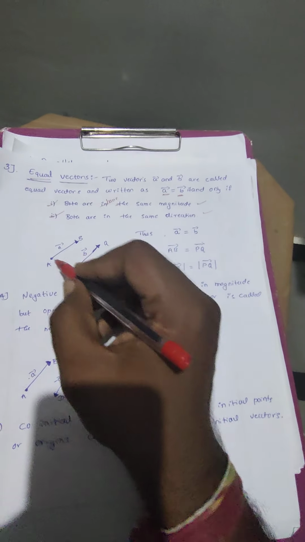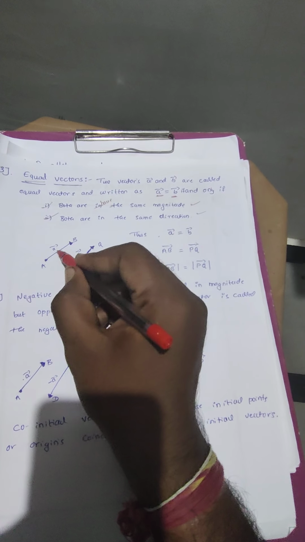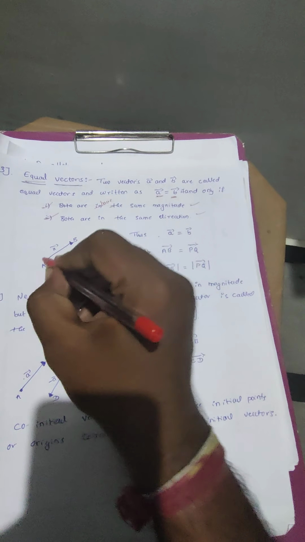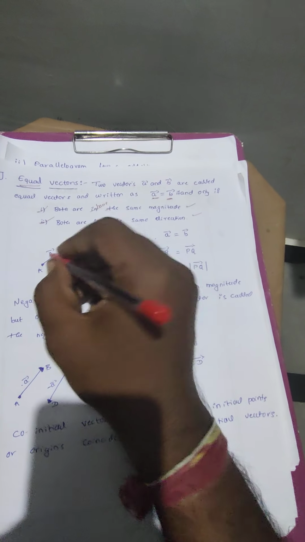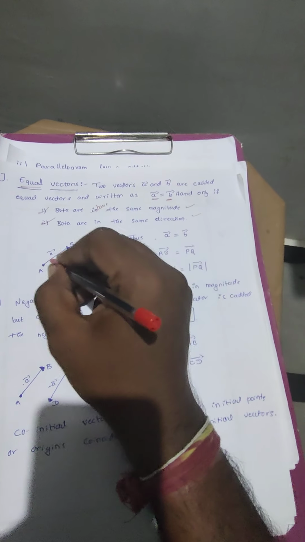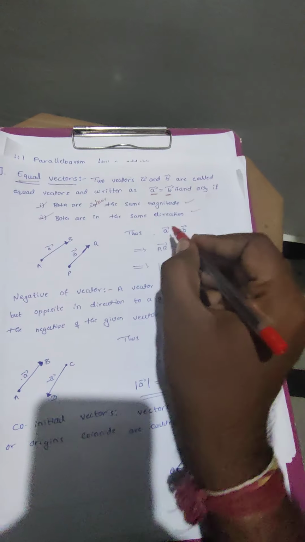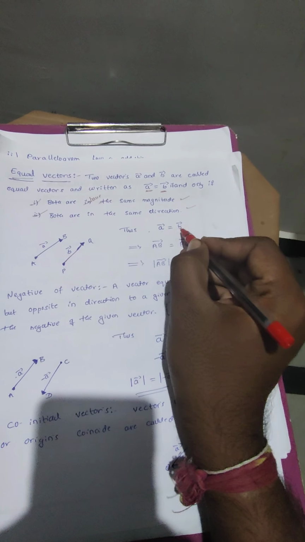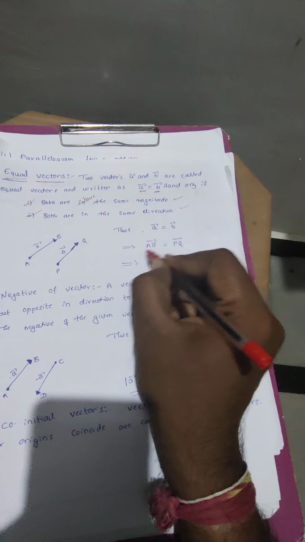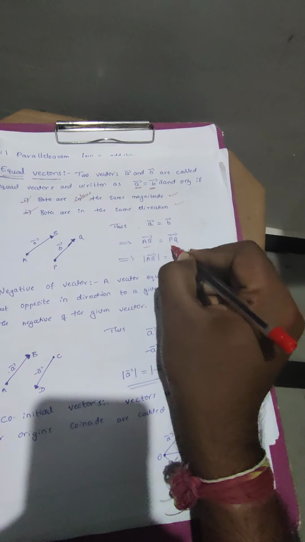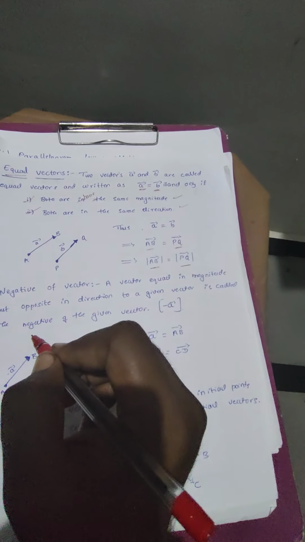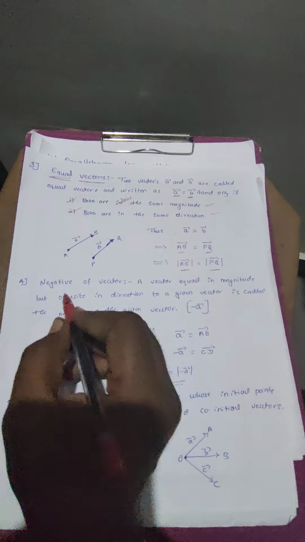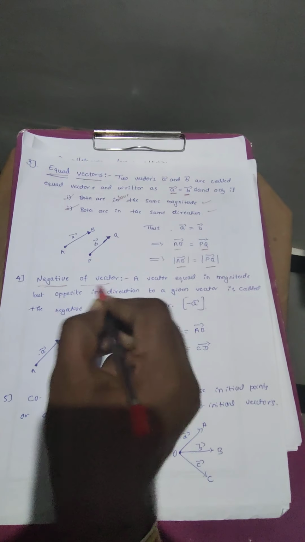Here in the figure we can see vector A, vector B, AB and PQ. Both are equal vectors because the direction is the same and the magnitudes are also the same. Thus, vector A equals vector B when AB is equal to PQ, magnitude of AB is equal to magnitude of PQ.